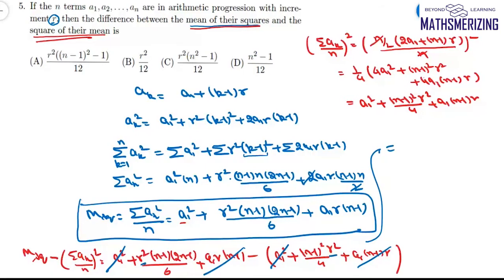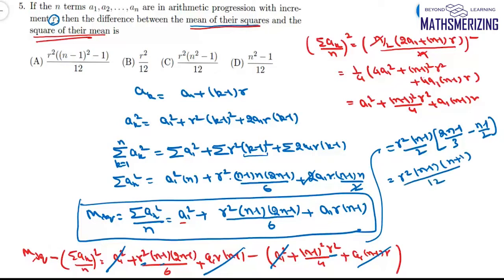So what I'll get is, here I'll take R square common and (N minus 1) by 2 common. So I'll take R square (N minus 1) by 2 common. Then I'm left with (2N minus 1) by 3, and then here I'll get (N minus 1) by 2. So it'll be R square, this is (N minus 1), and then 4N minus 3N, so that should be N, then minus 2 plus 3, (N plus 1) by 12. So it should be R square (N square minus 1) by 12. And that's your option number C.